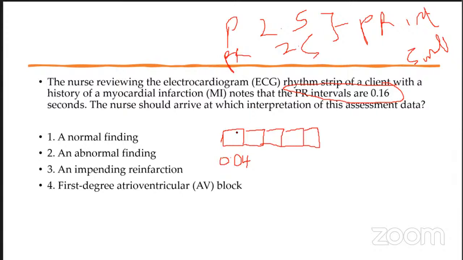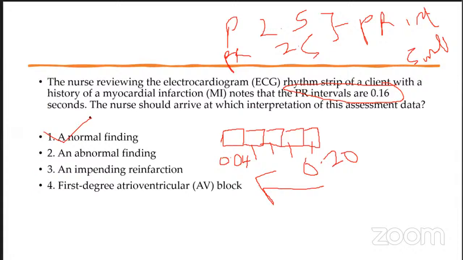So again, if one small box is 0.04 seconds, 2 small boxes will be what? 0.08 seconds. 3 small boxes will be what? 0.12 seconds. 4 small boxes will be what? 0.16 seconds. And 5 small boxes will be what? 0.20 seconds. So again, this is the range of our PR interval. It should be less than 0.20 seconds. Is 0.16 less than 0.20 seconds? Yes, it is. So automatically, that is a normal finding.